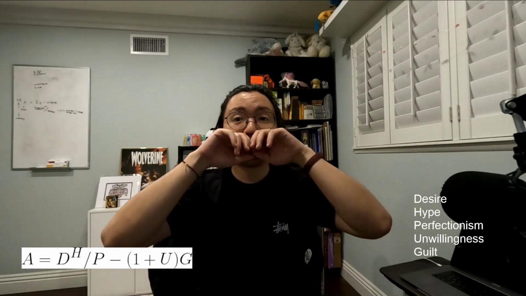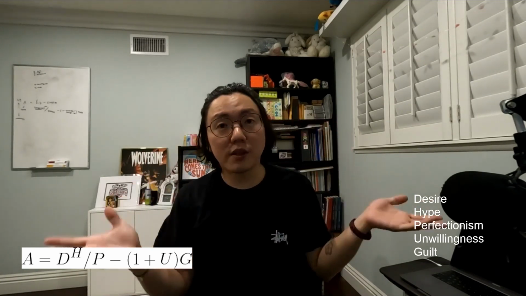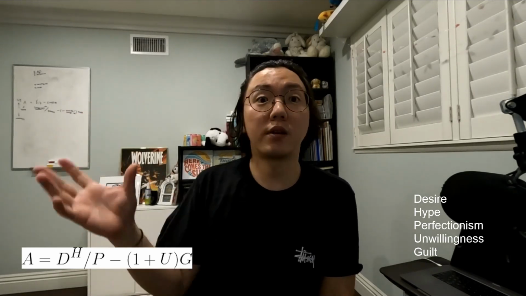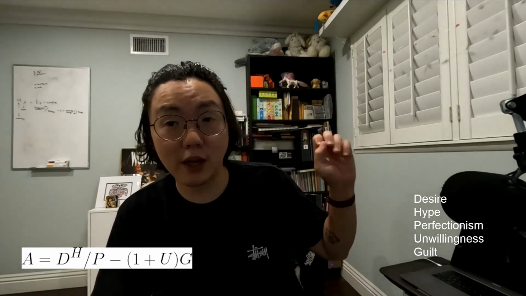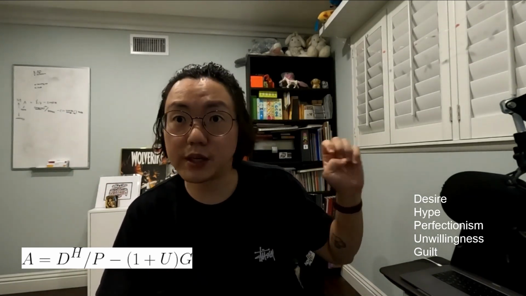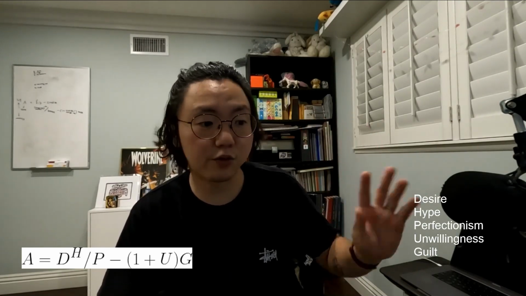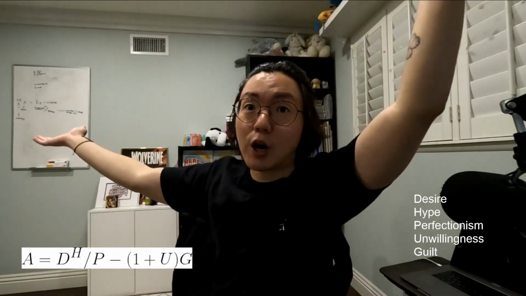So again, this really makes it simple, right? If you want to get things done, then you want to have a desire and you want to really amplify it with hype. And then you want to not have perfectionism. And if you have thoughts about not wanting to do it, you can address that. And if you have guilt, you can address that. Then your action output is through the roof. But it's easier said than done.